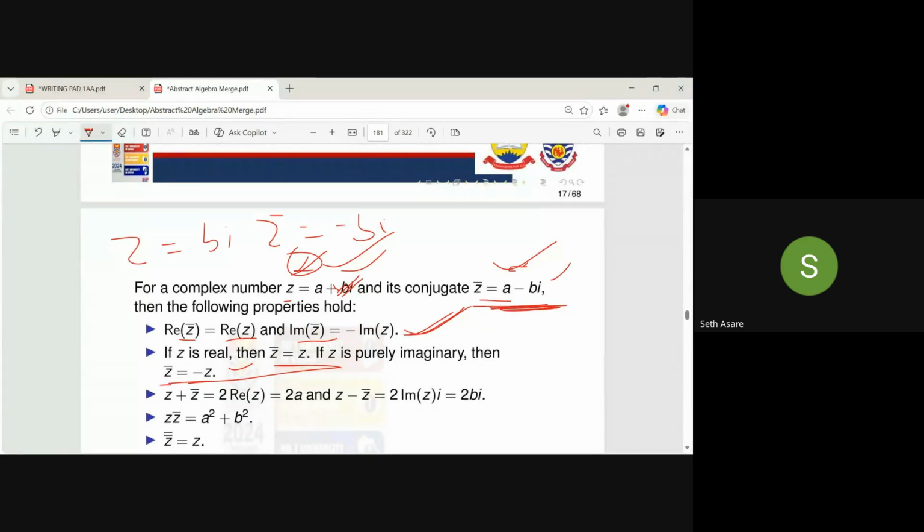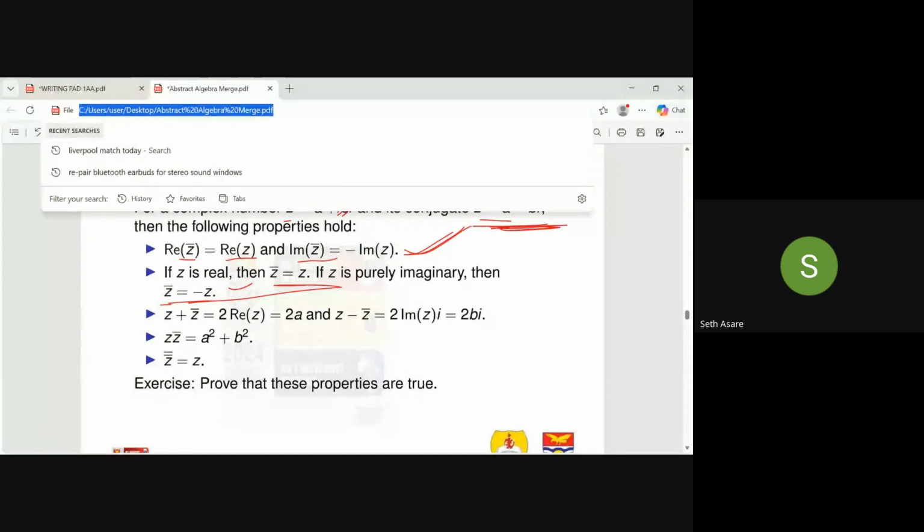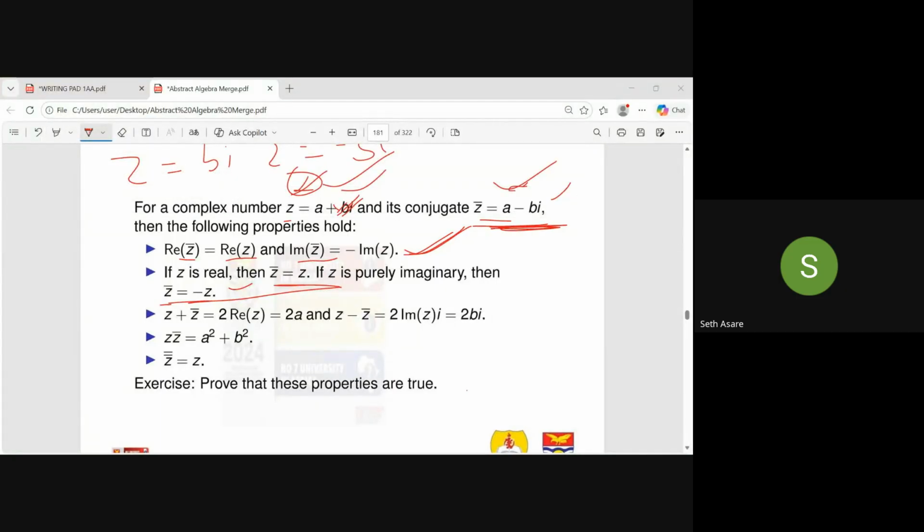All right. Now we are also saying something. When I add z to its conjugate, we get 2 multiplied by the real part. Is it true? Let's see. Let's use this one to do it. Add z to its conjugate and tell me what you are going to get. That will be 2a. So we are saying that when we add z to its conjugate, we are going to get 2a.